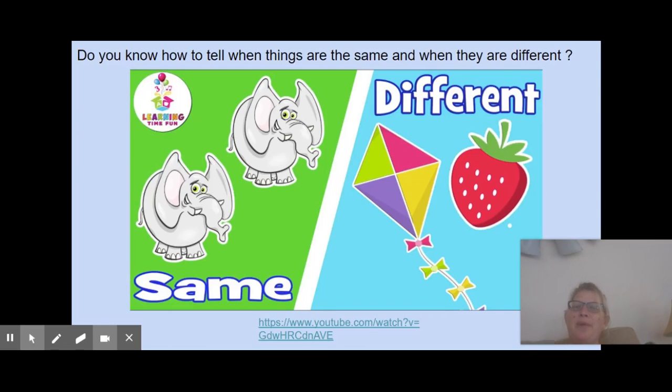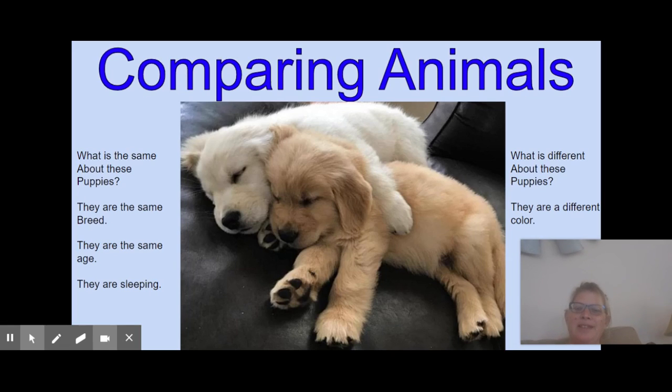Did you know how to tell when things were the same and when they were different? Well, it's a good thing we practiced just to make sure. Now let's look at those puppies again. What's the same about these puppies? We know they're the same breed and they were born at the same time. So that means they're the same age. I can see that they're sleeping, so that's the same.